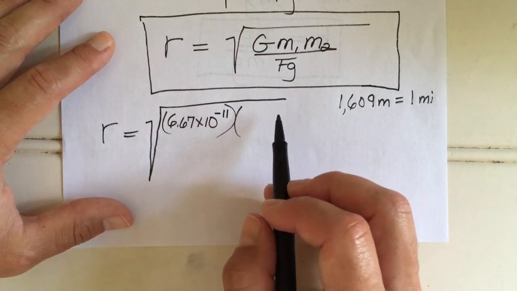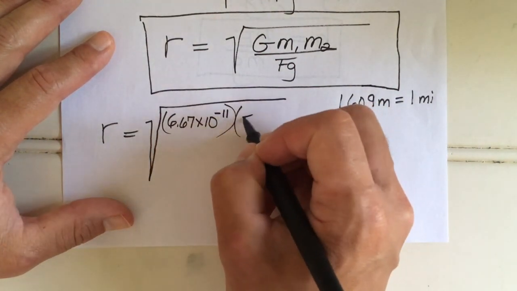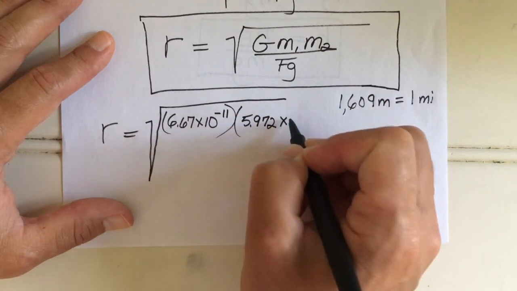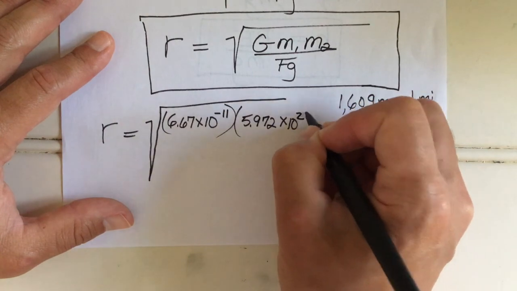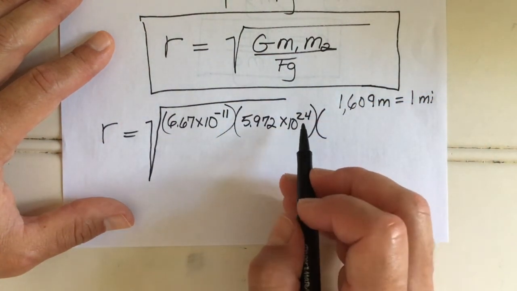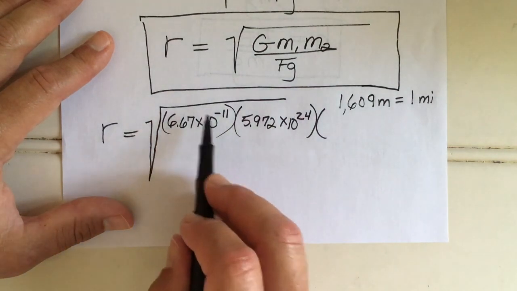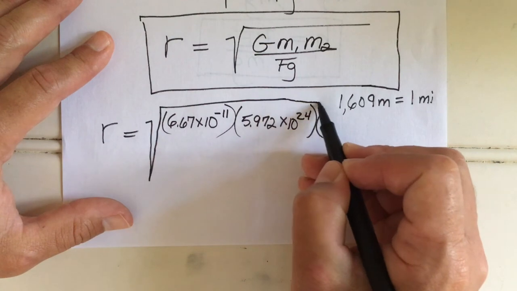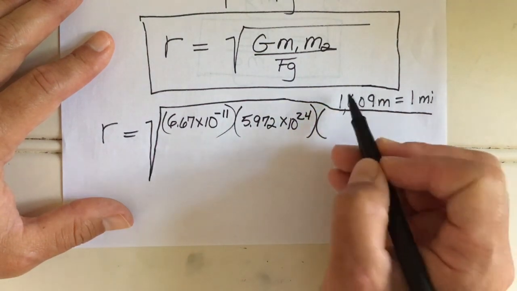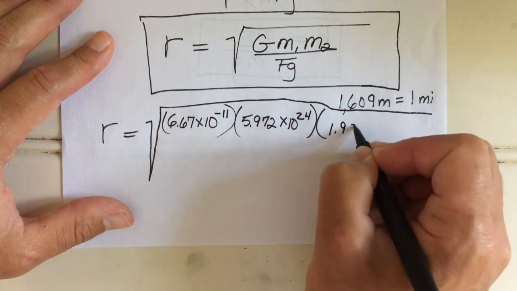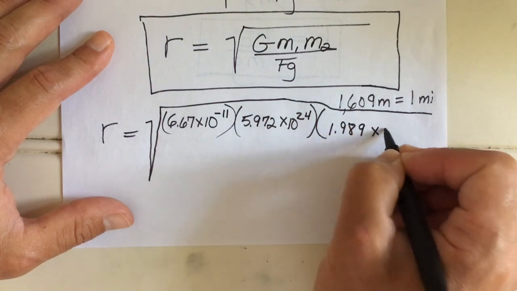Times the first mass, which is the mass of the Earth, which is 5.972 times 10 to the 24th. Not a fun number. So this is a very large number. The reason I know that is this is a positive exponent. Negative exponent is a very small number. This square root sign's got to extend further. And this is going to be 1.989 times 10 to the 30th.